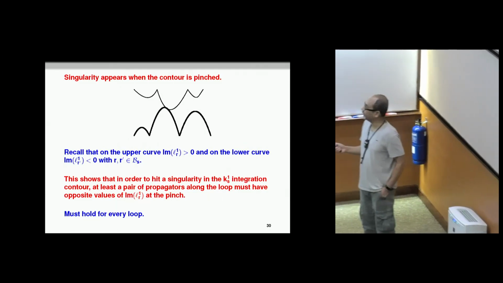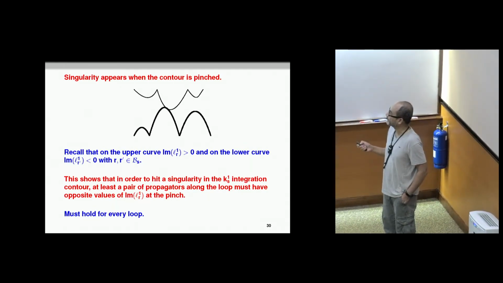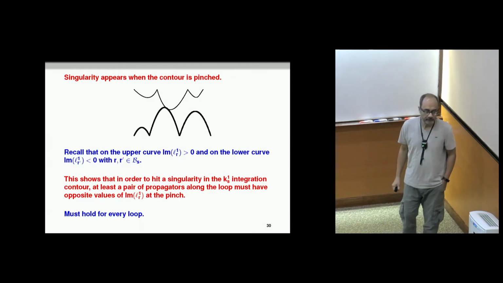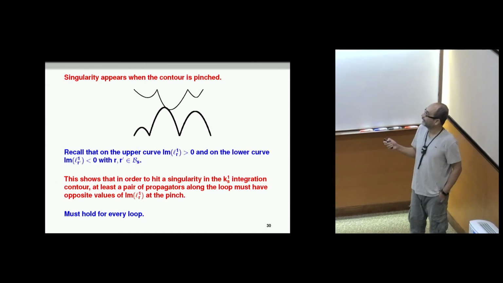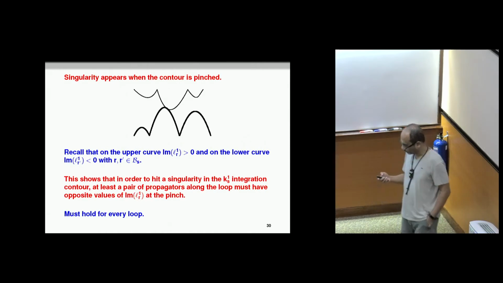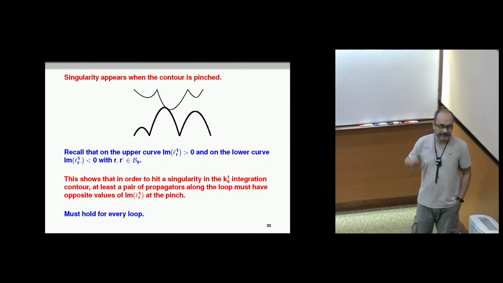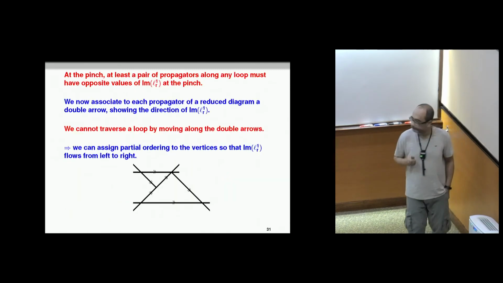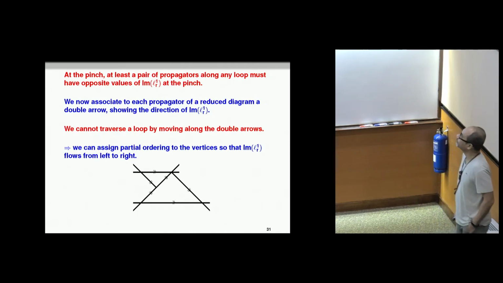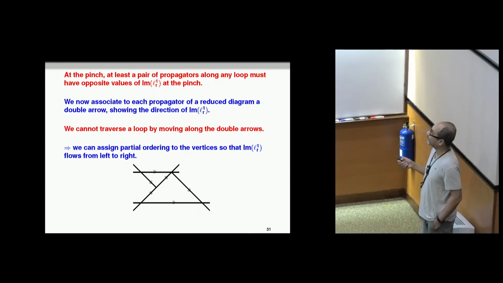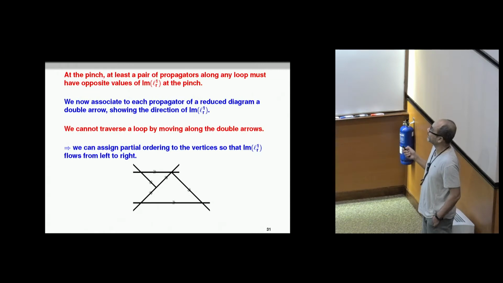So what does this show? This shows that in order to hit a singularity in the KS1 integration contour, at least a pair of propagators along the loop must have opposite values of imaginary L1R at the pinch. Okay. That at least one should have positive imaginary L1R, one should have negative imaginary L1R. And this must hold for every loop, because you can repeat this argument for every case, the momentum flowing along every loop. Okay. So this is again the same statement, that at the pinch at least a pair of propagators along any loop must have opposite values of imaginary L1R.